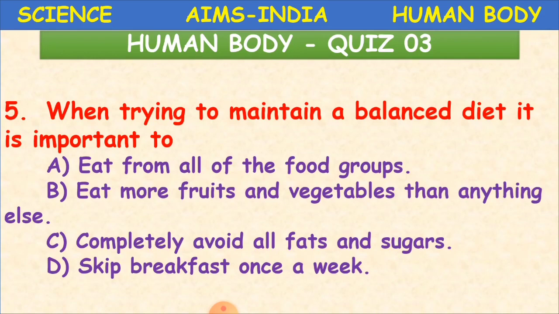So what is important? Whether we have to eat from all of the food groups like fruits, vegetables, and dairy forms like egg, meat, and all that. Which is the most important thing, children, to maintain a balanced diet? It is option A, eat from all of the food groups. We have to take every type of food, then only we'll be having a balanced diet.